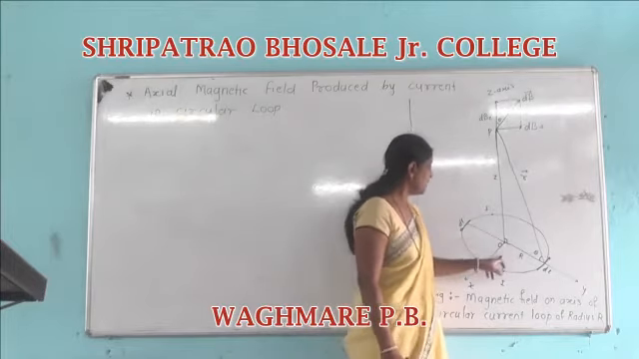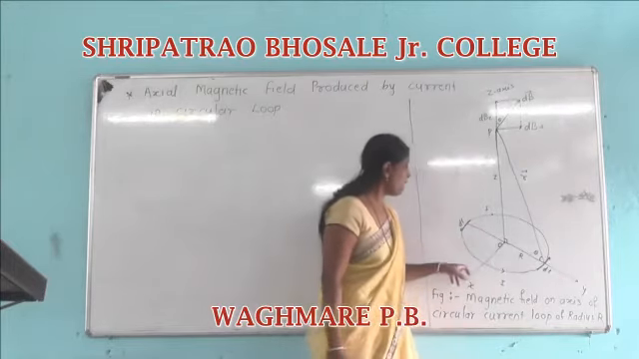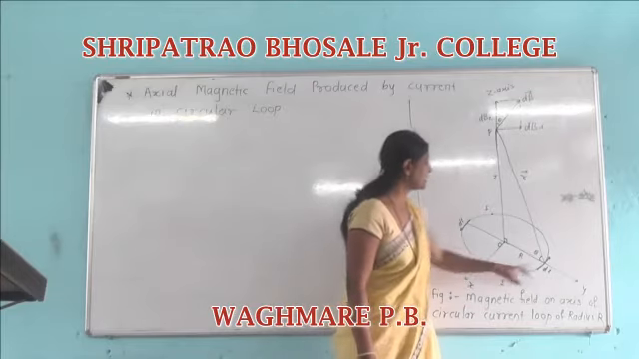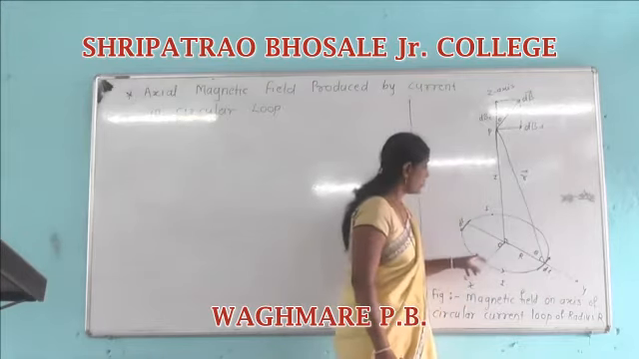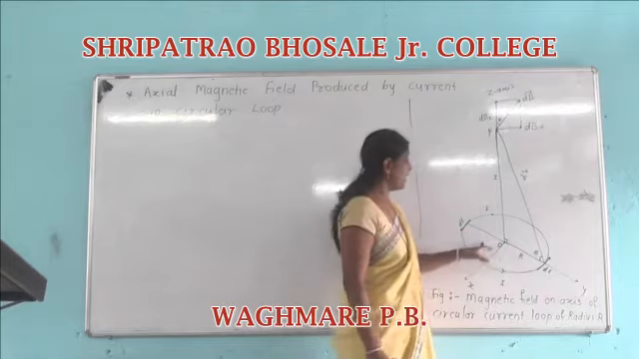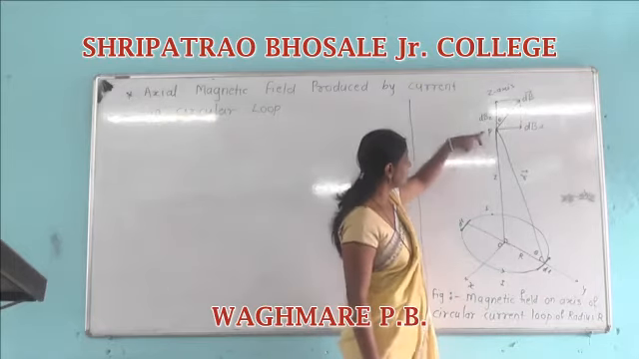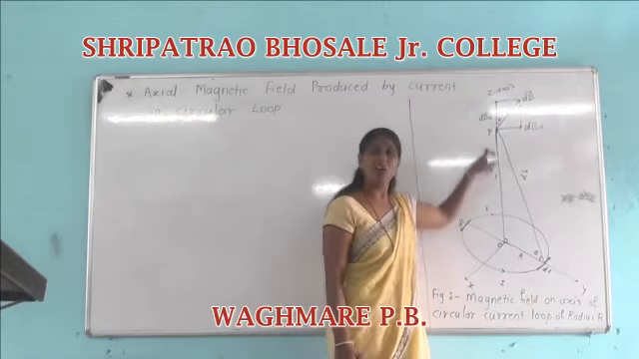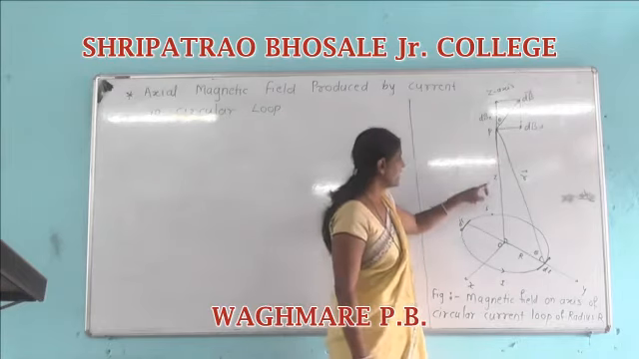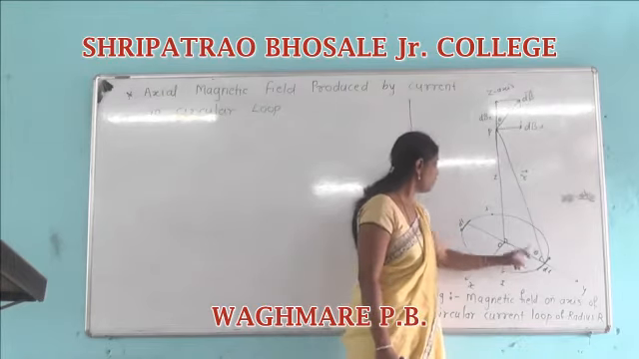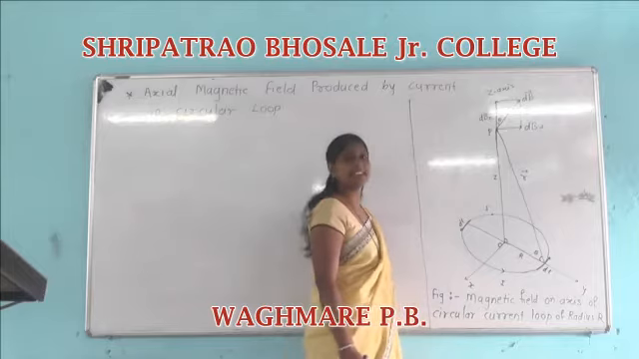This coil is in the XY plane. This is the X axis, this is the Y axis. The coil is in the XY plane and the axis of this coil is along the Z axis, that is, the Z axis is perpendicular to the Y axis and the X axis.